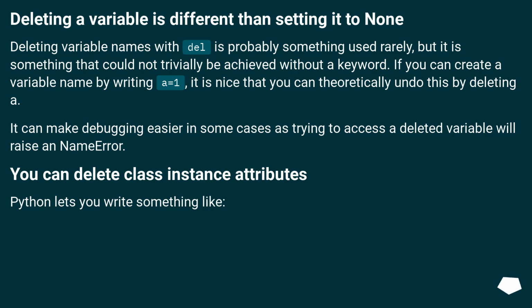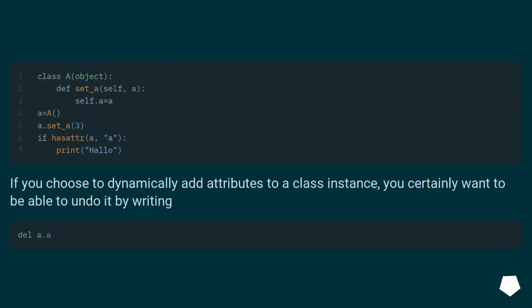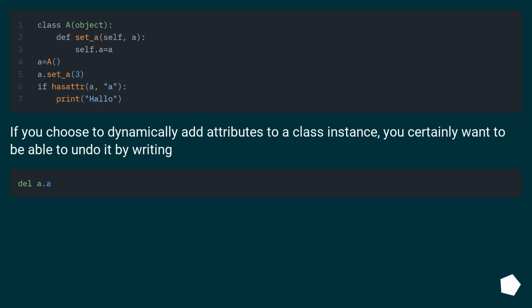You can delete class instance attributes. Python lets you write something like this. If you choose to dynamically add attributes to a class instance, you certainly want to be able to undo it by writing this.